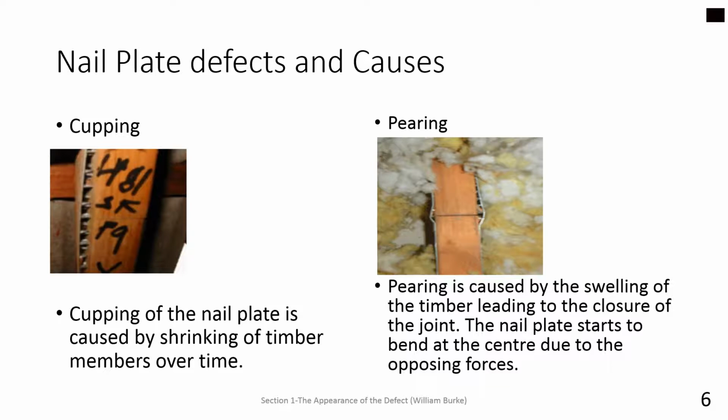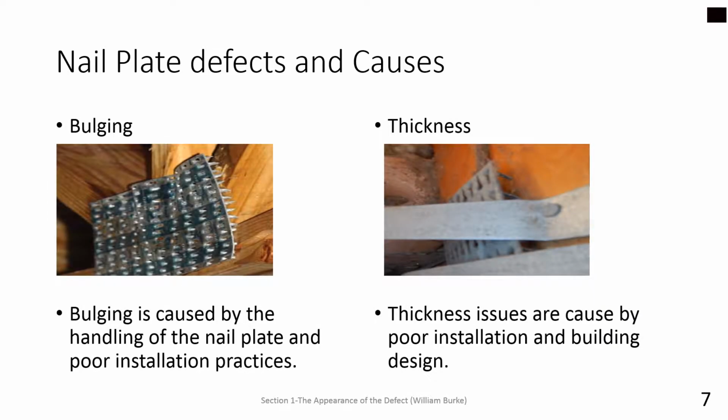Cupping. Cupping in the nail plate is again one of the many problems that can arise from the shrinking of the timber. Pairing. Pairing is caused by the swelling of the timber leading to the closure of the joint. The nail plate starts to bend at its centre due to the opposing forces. Bulging. Bulging is caused by the handling of the nail plate and poor installation practices. Thickness. Thickness issues are caused by poor installation and poor design.